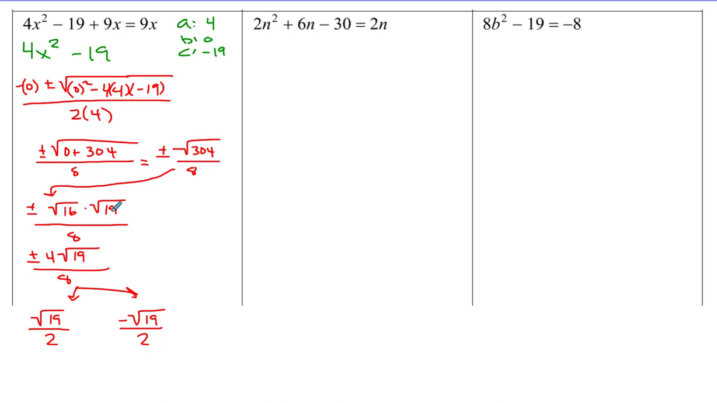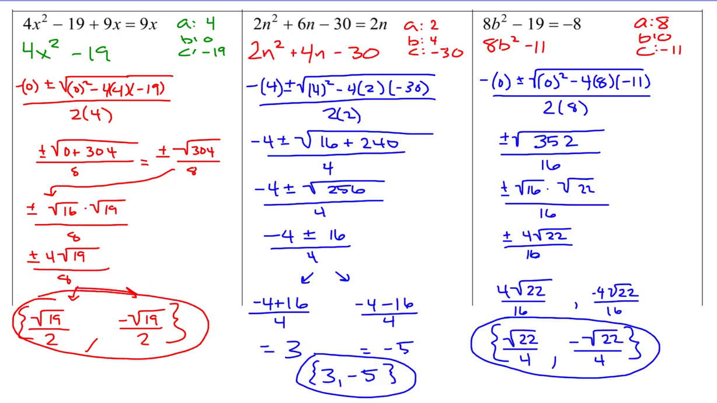Fiddled around with dividing, found out that 16 times 19 gives me 304. I can square root that 16. I'm down to plus or minus 4 radical 19 over 8, which simply reduces, 4 over 8 is 1/2. So we have a positive 1 radical 19 over 2 and a negative 1 radical 19 over 2. Let's circle this up. All right, I'm going to work out the next one for you.